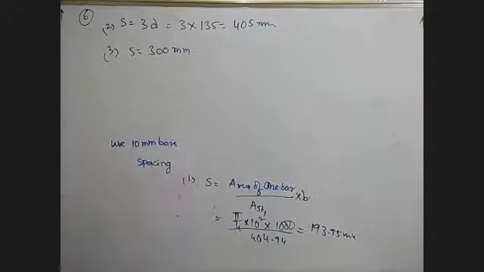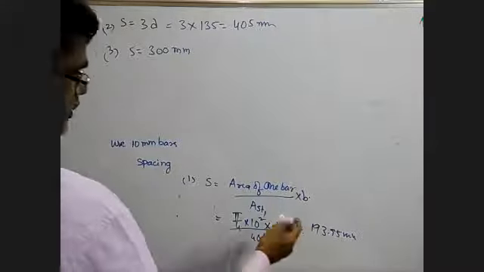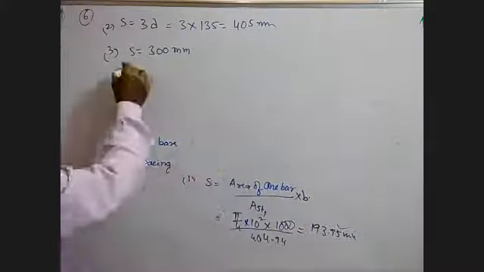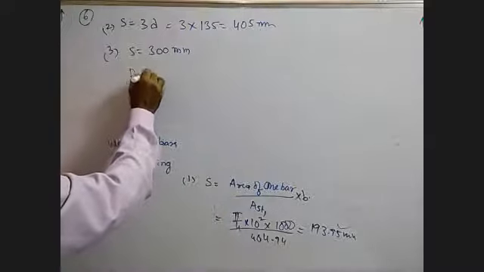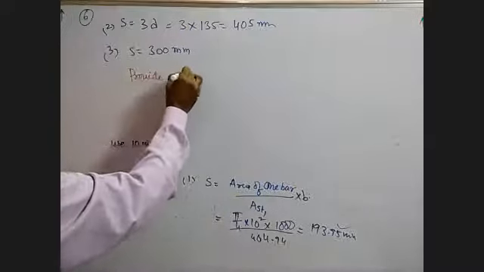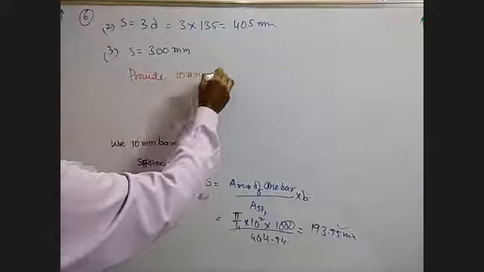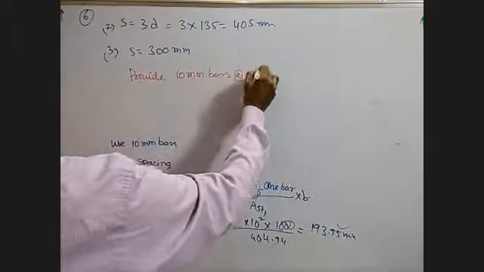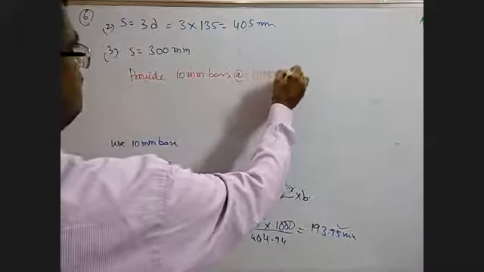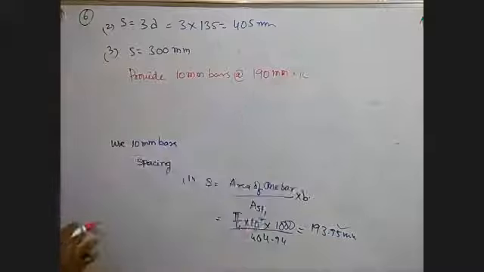So provide ఈ మూడిట్లో minimum value 193. Provide 10 mm bars at 190 mm center to center. Round off.